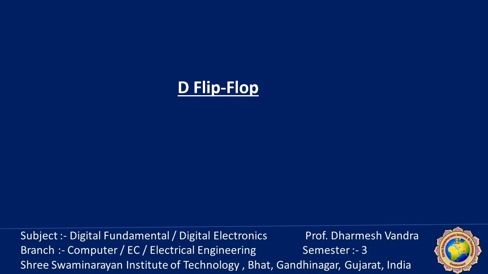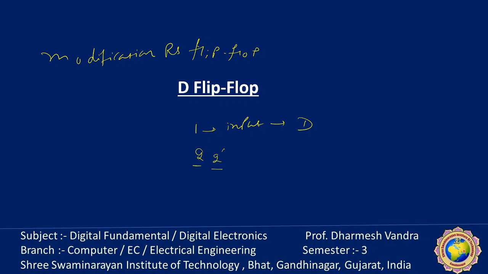Today we will discuss one important flip-flop. It is called a D flip-flop. Remember that the D flip-flop is also a modification of the RS flip-flop. In the D flip-flop, there is one external input, which is called D. Obviously, there are outputs Q and Q dash. Two different types of outputs are available.